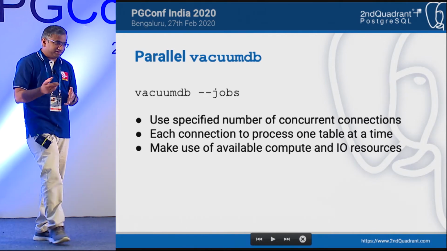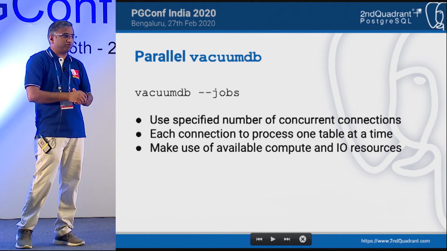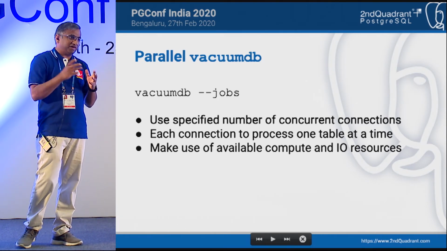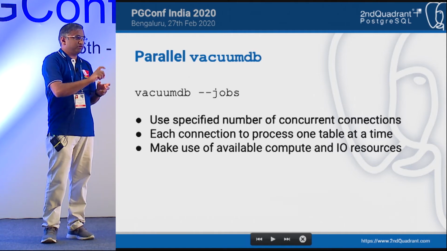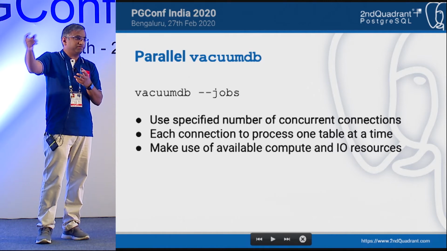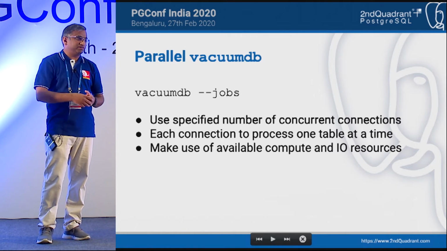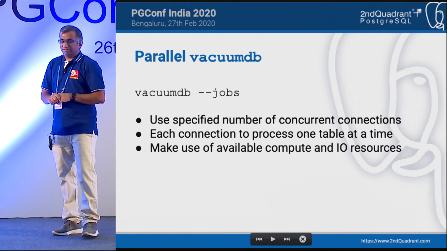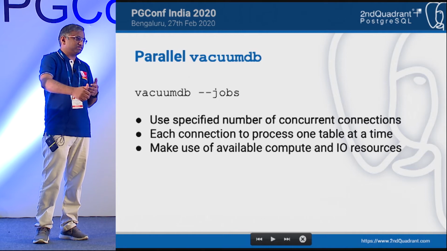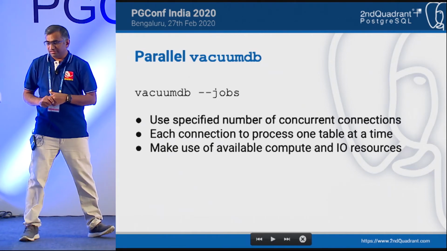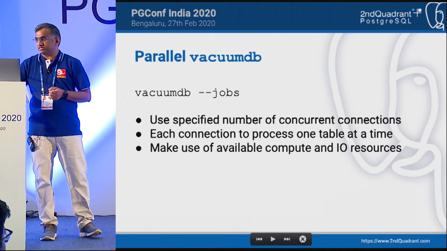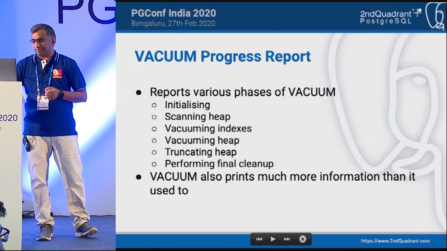A few other things that have been added recently to vacuum: now vacuum supports parallel jobs. So when you fire the vacuumdb command, which generally will go through a given database and try to vacuum all tables in that database, now you can say run it with 5 concurrent connections or 10 concurrent connections. So this allows you to make maximum use of resources in the system.